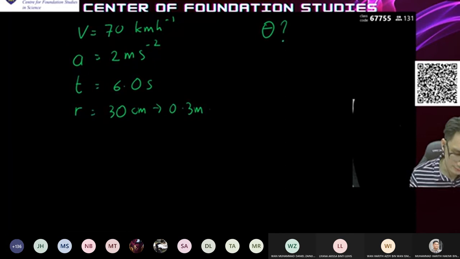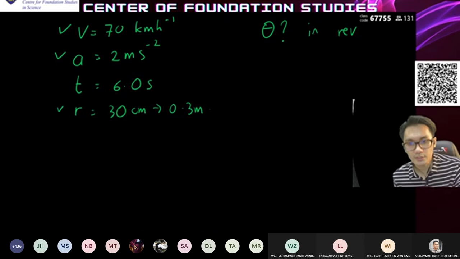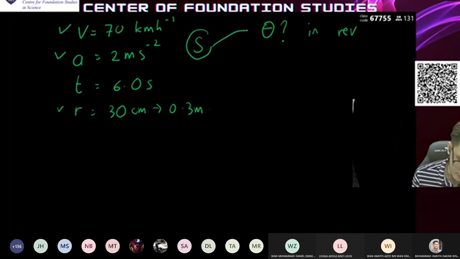Okay. So we know that this is linear, this is linear, also this is linear. But we need to find theta, where we have to find the angular displacement from the linear quantities. Okay, so kita kena cari S first lah. So daripada S ni, then only we convert it into theta.